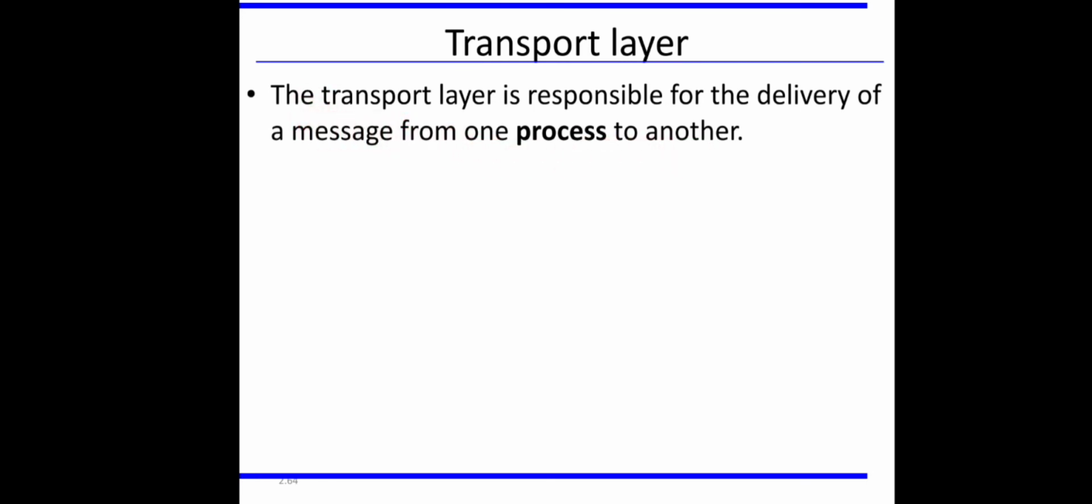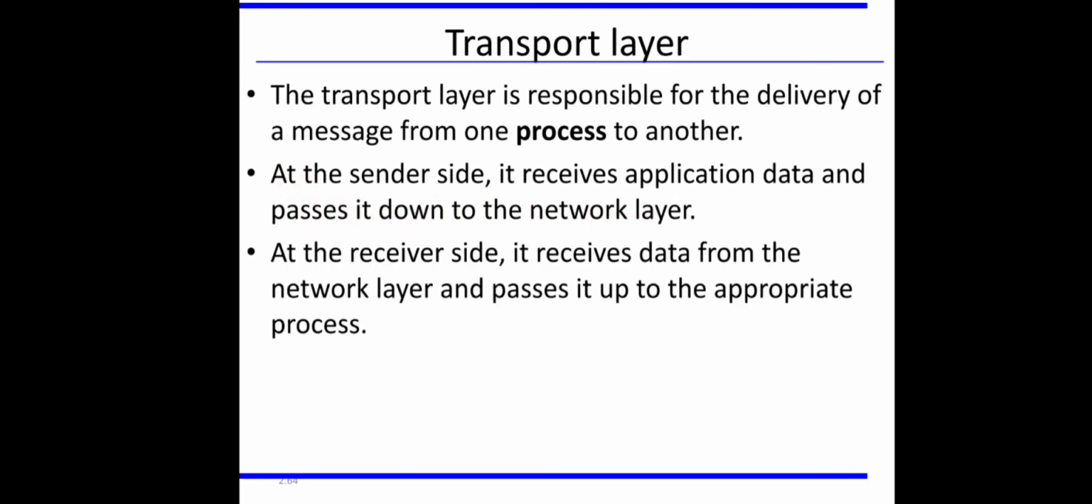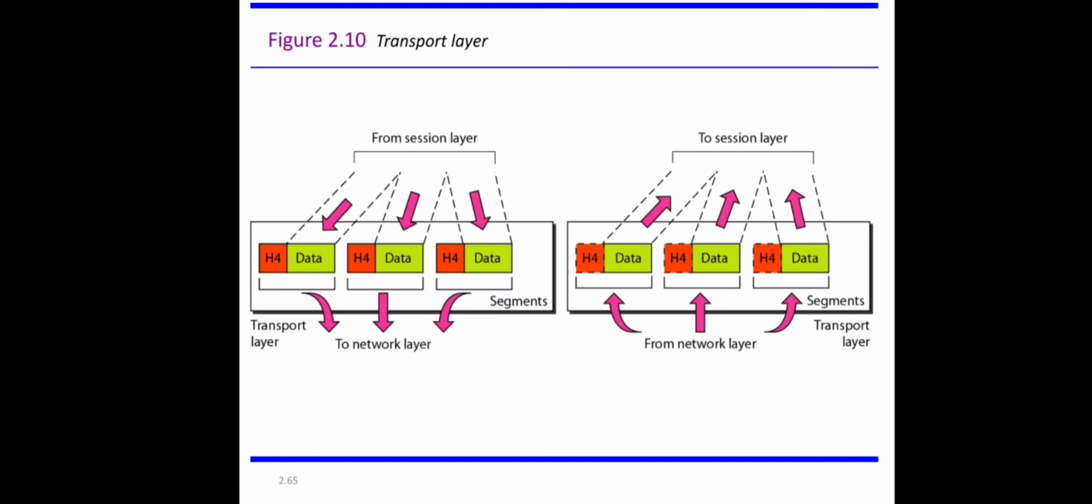And you remember the position of transport layer, right? It was in between the session layer and network layer. So at the sender side, it receives application data from the session layer and passes it down to the network layer. And at the receiver side, the opposite. It receives data from the network layer and passes it up to the appropriate process. Okay. So this is how this transport layer is arranged in our network architecture. It receives data from the session layer.